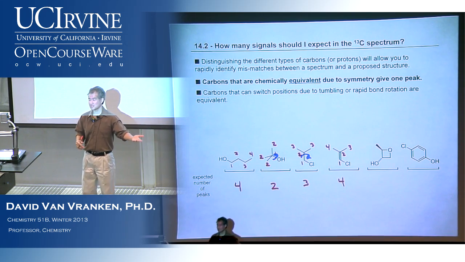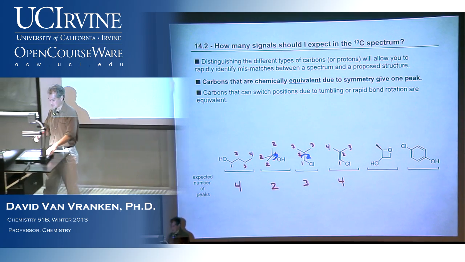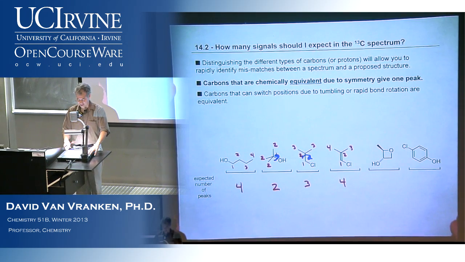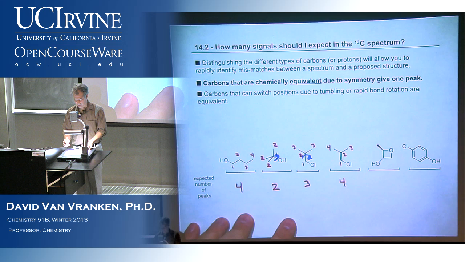But if I see 2 peaks in my carbon NMR, that's a pretty good indication that it's not the right molecule, that the spectrum doesn't match the molecule.